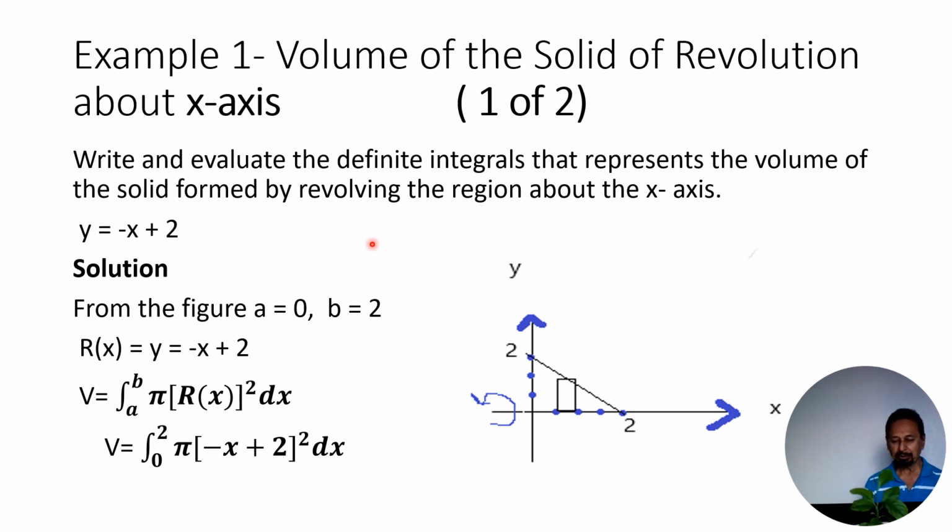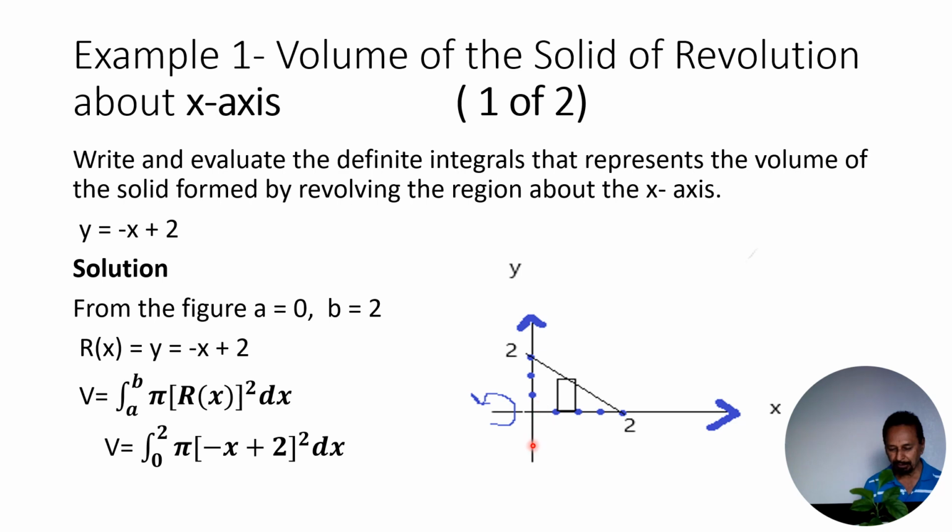Let's take an example. We're going to write and evaluate a definite integral that represents the volume of the solid formed by revolving the region about the x-axis. Here we have y is equal to minus x over 2 plus 2, so we draw this line graph just like shown in this one.